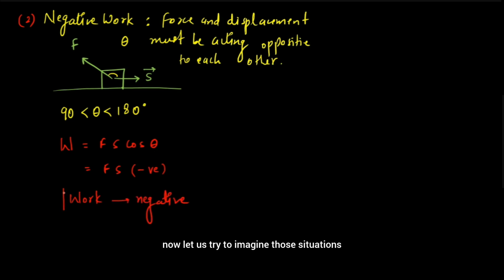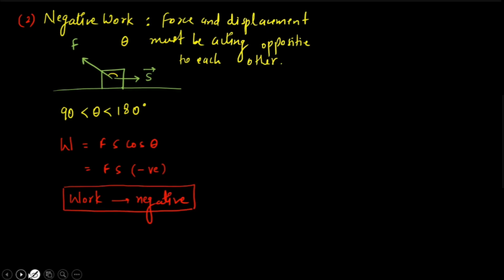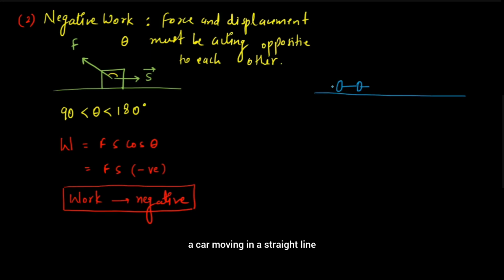Now let us imagine those situations where the work by a given force can be negative. One such example is a car moving in a straight line applying brakes. Initially the car was moving with a certain velocity in this direction. Now the driver applies the brake, so the force will act in the backward direction, which helps the vehicle stop, while the displacement is taking place in the forward direction.